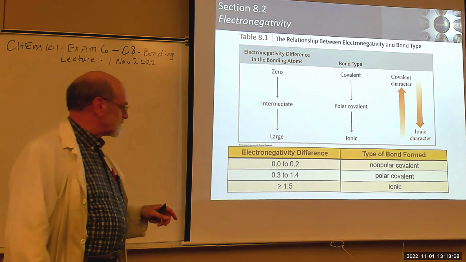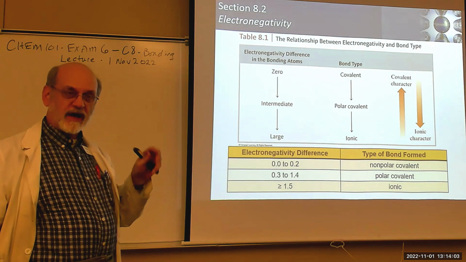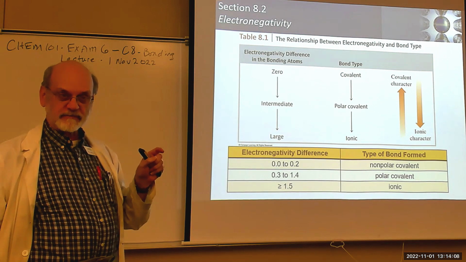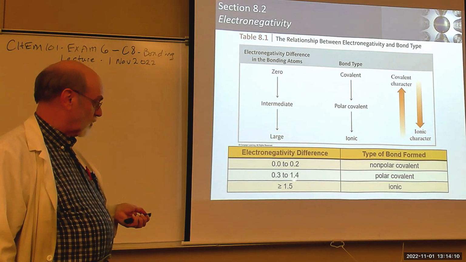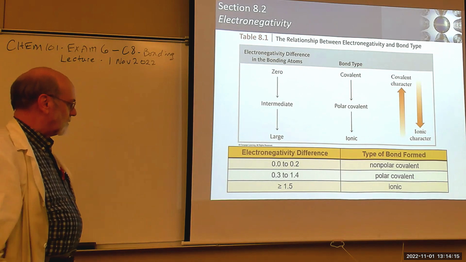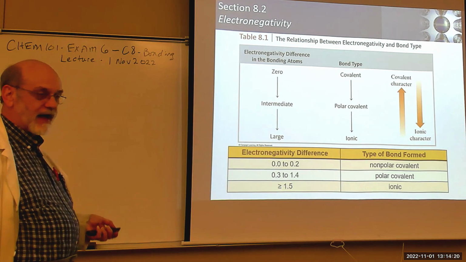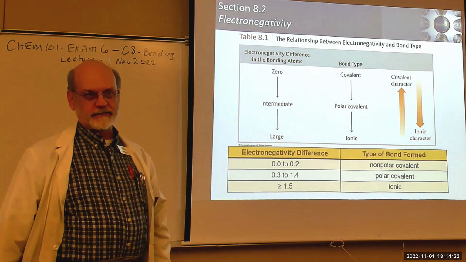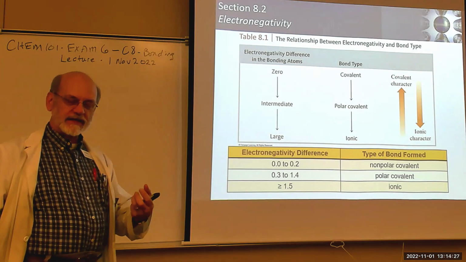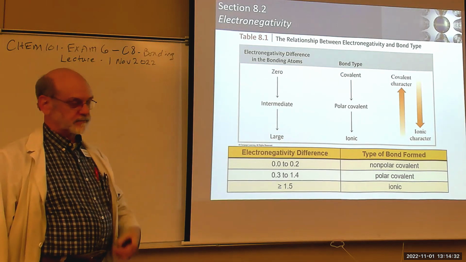If the difference in values is between 0.3 and 1.4, then we can say the bond is still covalent, but significantly polar. And of course, the bigger the number, the more polar it is. And then if it's greater than or equal to 1.5, we'll say that bond is ionic. Right? There's a significant difference in electronegativities that one of those atoms is going to win and take electrons from the other one.